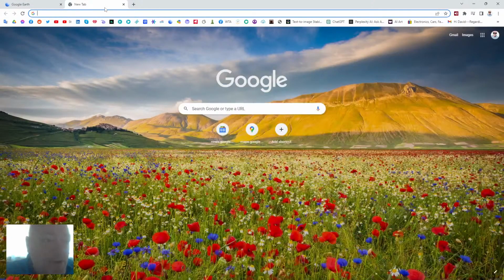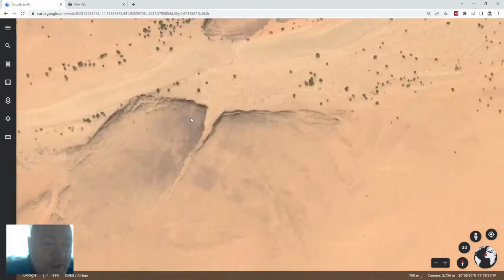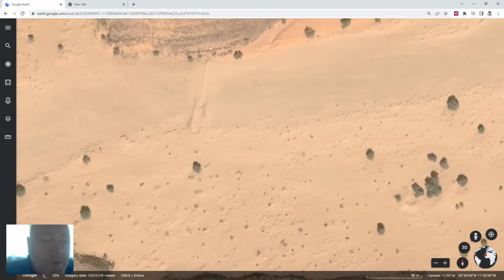Oh, whoops. Where am I? Let's look at this again. Whoa, what's that? That's nice. You can see that they're doing a little flood control right there.